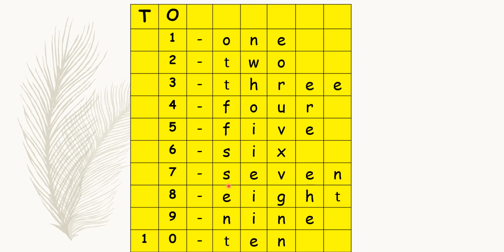7. S-E-V-E-N. 7. 8. E-I-G-H-T. 8. 9. N-I-N-E. 9. This is 10. Can you see the difference here? Yes. 1 is under 10's place and 0 is under 1's place. Very good. 1, 0, 10. T-E-N. 10. Very good.